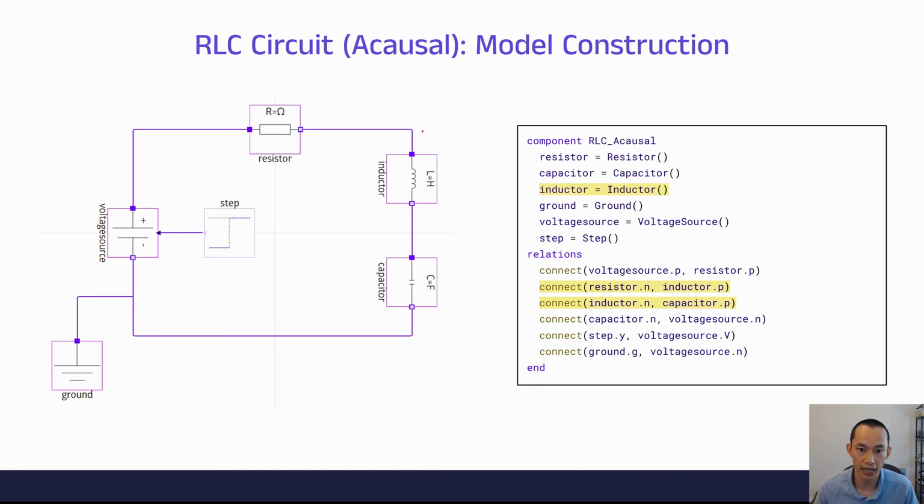We have an inductor in between a resistor and a capacitor. That's what we said that we needed. And there it is. We simply just put the inductor into our block diagram in between the resistor and capacitor and make the appropriate connections.